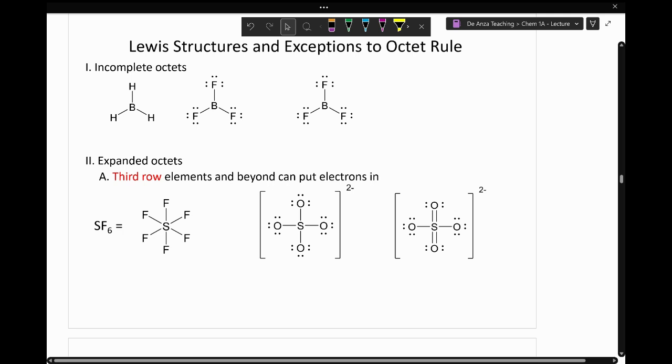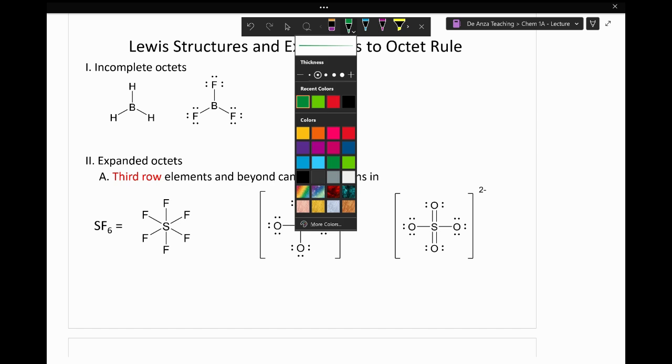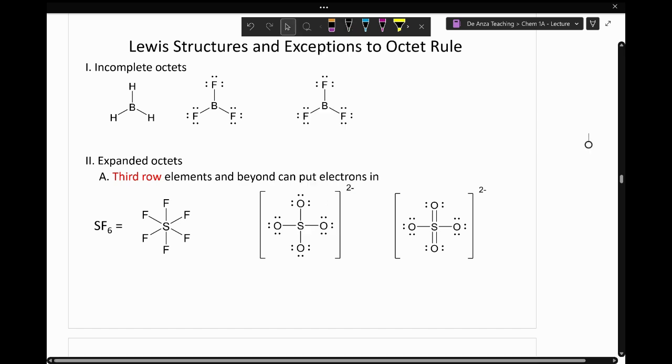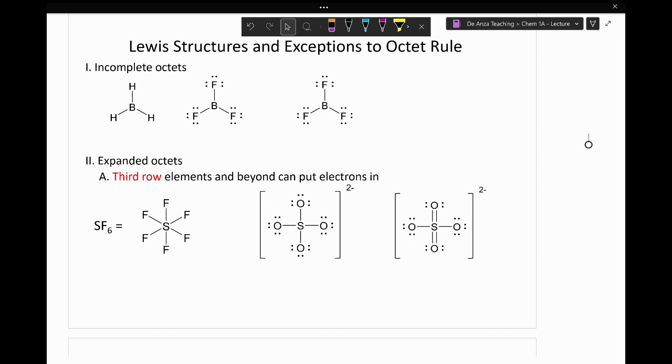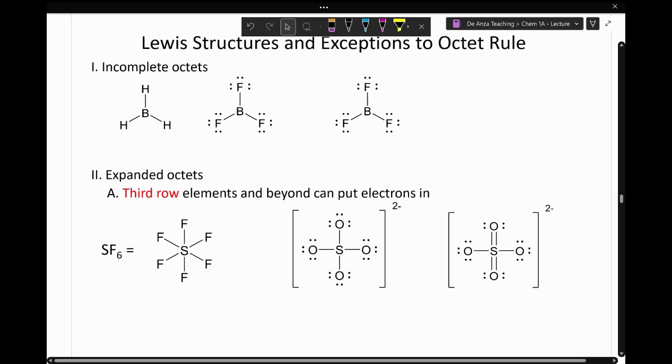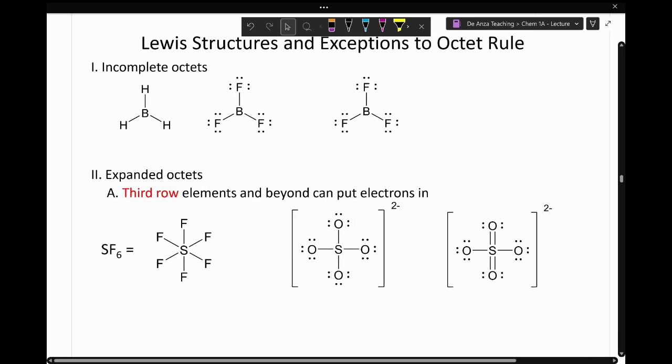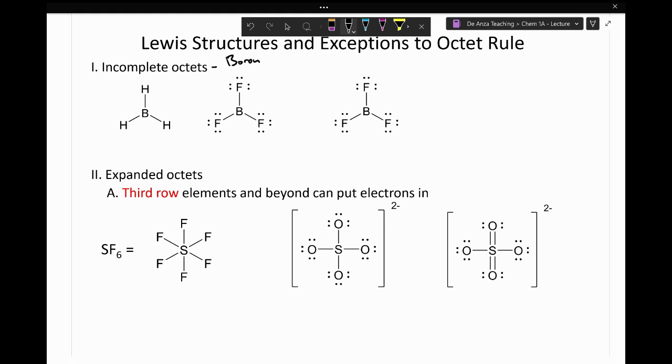All right, so this is going to be a relatively quick video, and it's just discussing two quick exceptions to our octet rule. Usually we like to say that when we're building different Lewis structures, we like to have 8 electrons around everything. But one atom that typically tends to break the octet rule is something like boron, and what it ends up doing is it forms an incomplete octet.